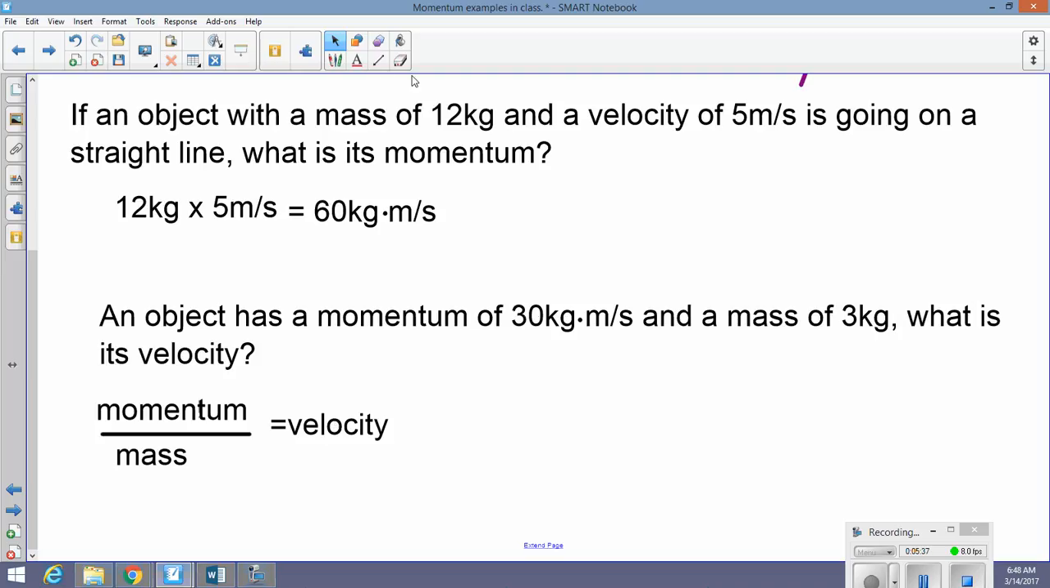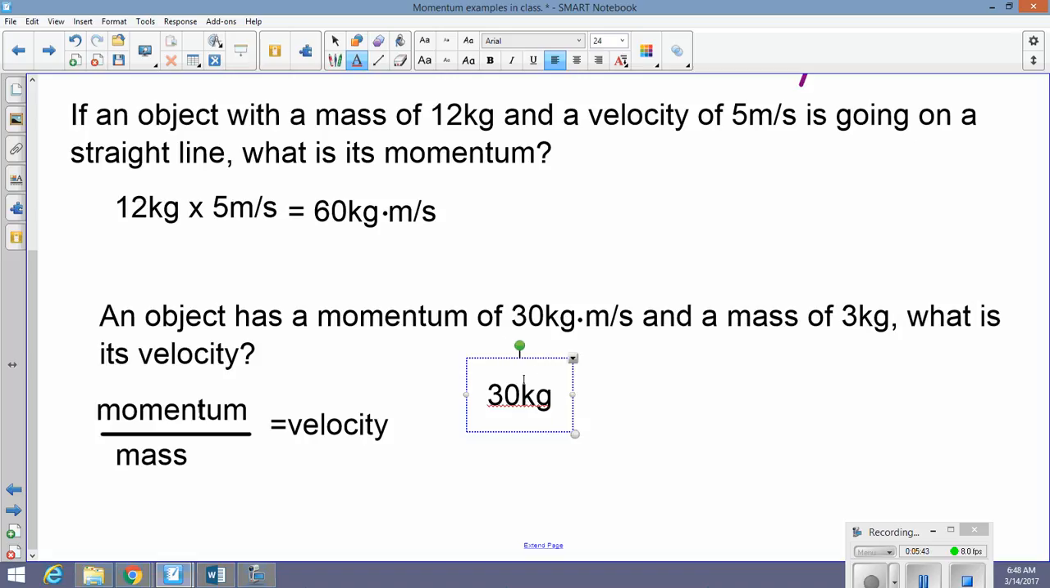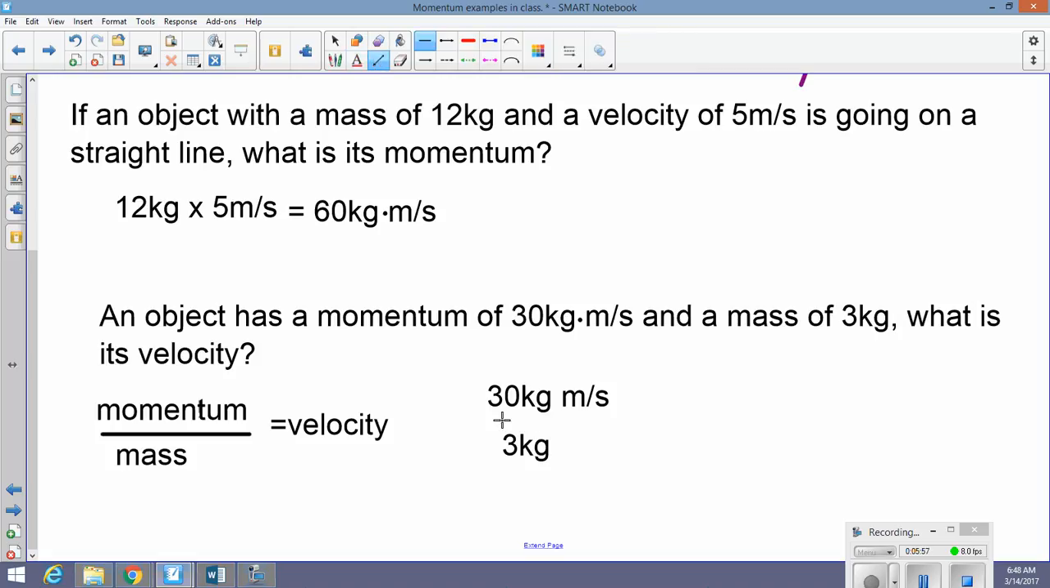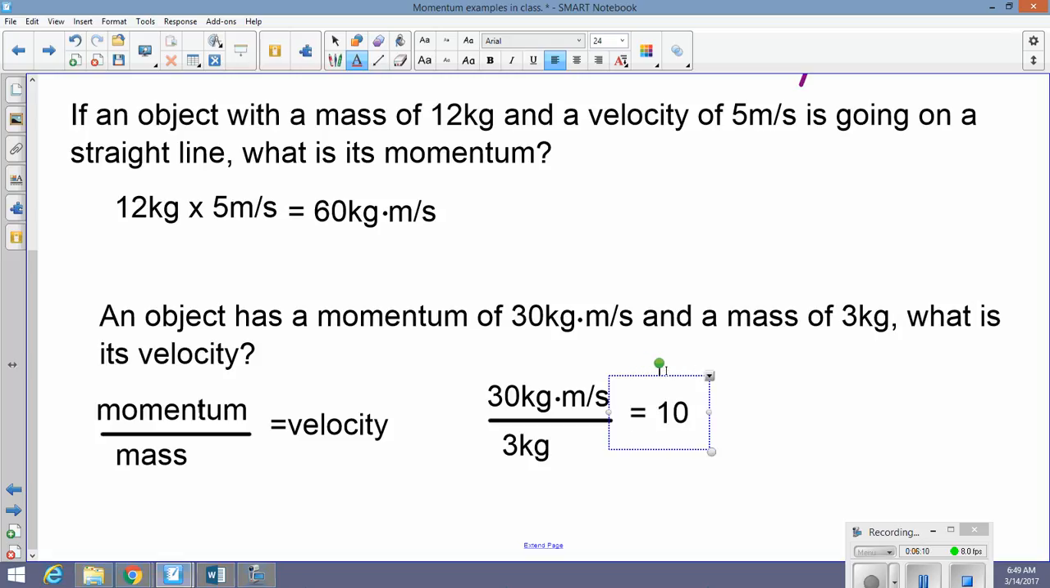Okay, it's time to plug in some numbers. And I have my momentum, which is 30 kilograms meters per second divided by the mass of 3 kilograms. Okay, that will give me the velocity. So 30 over 3, what would I get? So yes, you are right. The answer is 10. 10 what? I'm looking for velocity. So the kilograms will cancel. So it's going to be 10 meters per second.